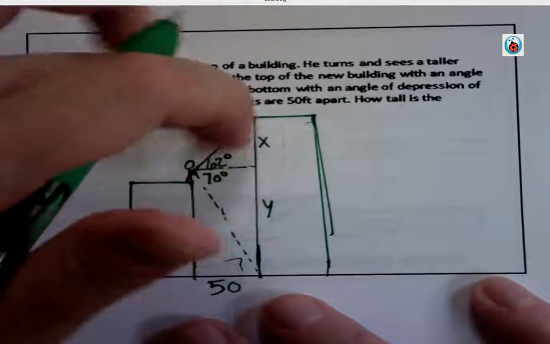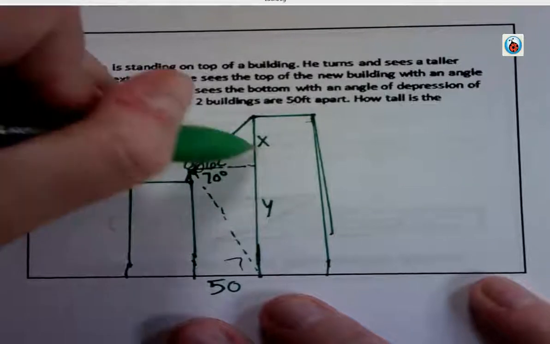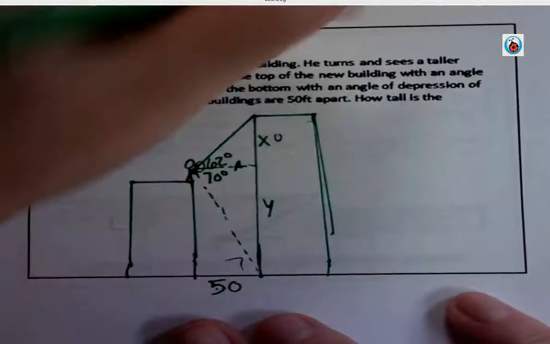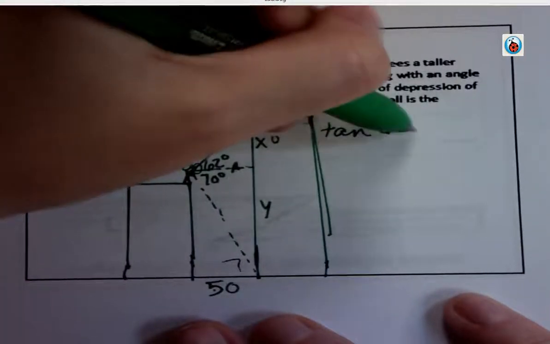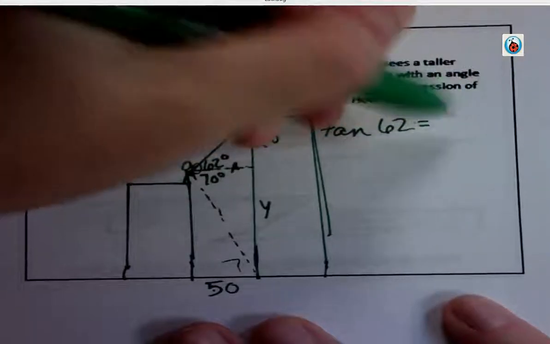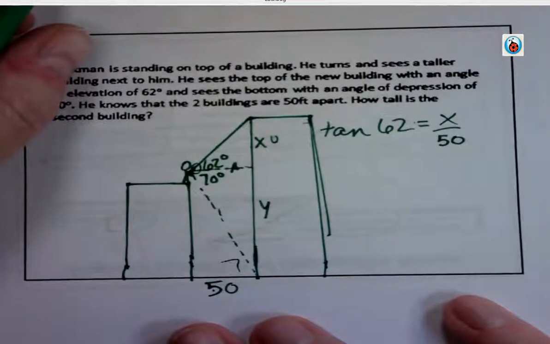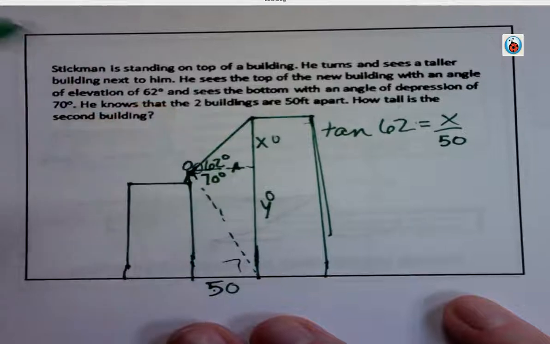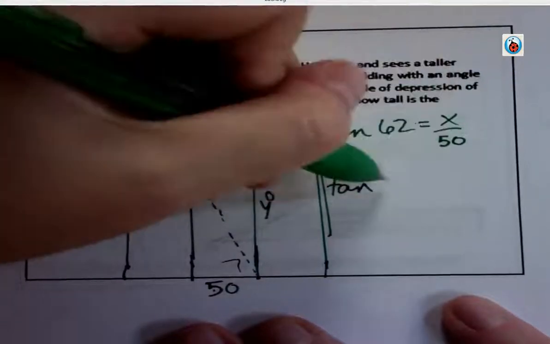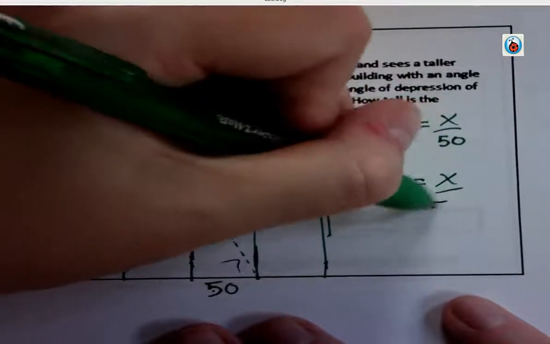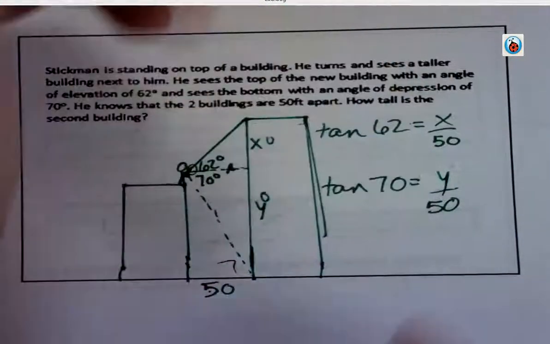Alright, now let's concentrate on this triangle up here. This is our angle, this is the opposite side, and this is the adjacent side. So that 50 is adjacent, the x is opposite. So tangent of 62 is going to be equal to the opposite over adjacent, so x over 50. For y, we've got opposite and adjacent, and again, it's actually the exact same. So we're just changing the angle to 70, and the buildings are still 50 feet apart. It's y over 50.